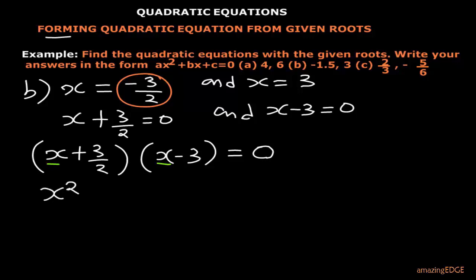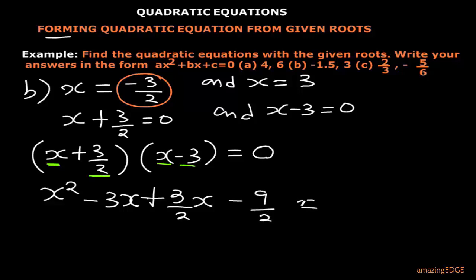Then you have the same x multiplying minus 3 to give us minus 3x. Then the next is to look at 3 over 2 times x. That will leave us with plus 3 over 2x. Then finally, we look at the same minus 3 over 2 times minus 3. That will leave us with minus 9 over 2. And this is equal to 0.